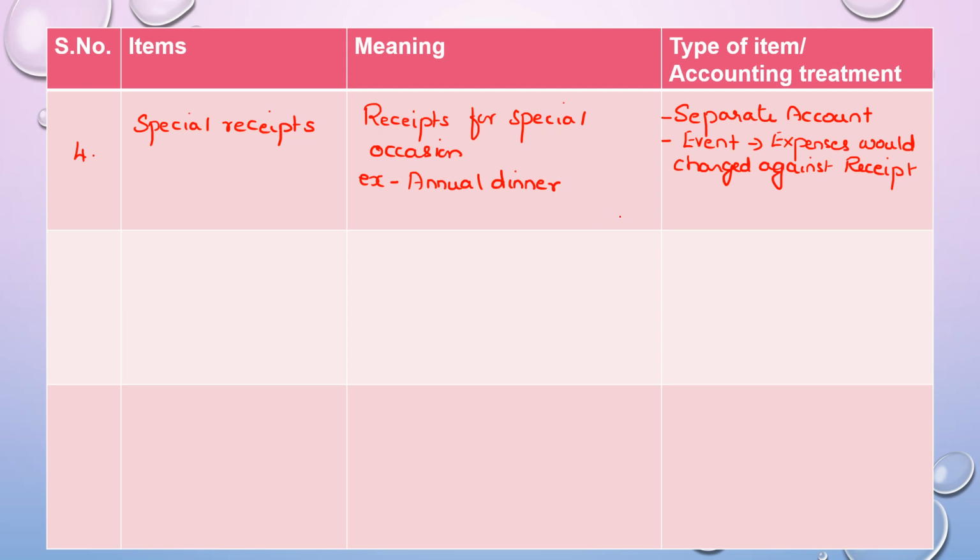Now suppose there is one more point there, that if the event has not been conducted till the end of the year, then what do you do? You keep it in a separate account, show it in the balance sheet as an amount which is still there, and when it is utilized in the next year, then you charge it, put it into your income and expenditure account. So that is another important point to be noted. I hope that is clear. So now next we'll move on to the next item, that is donations.